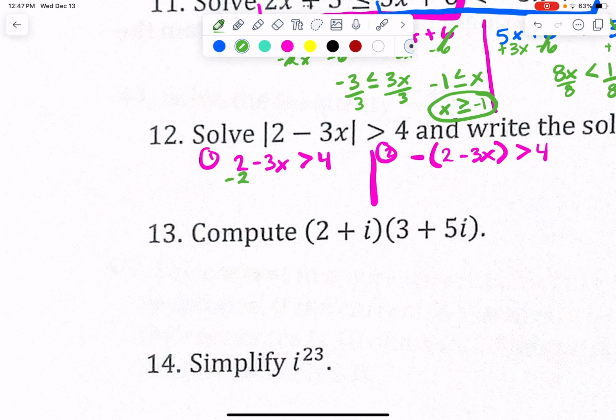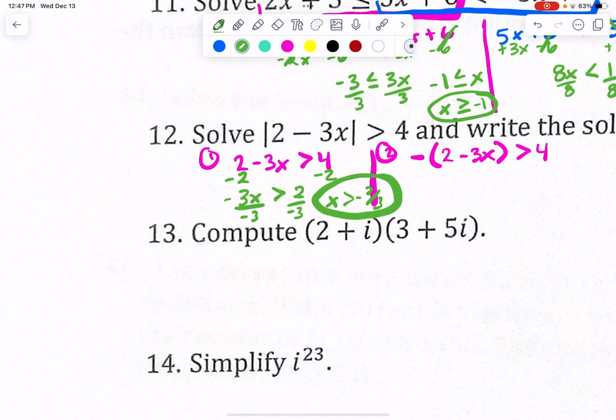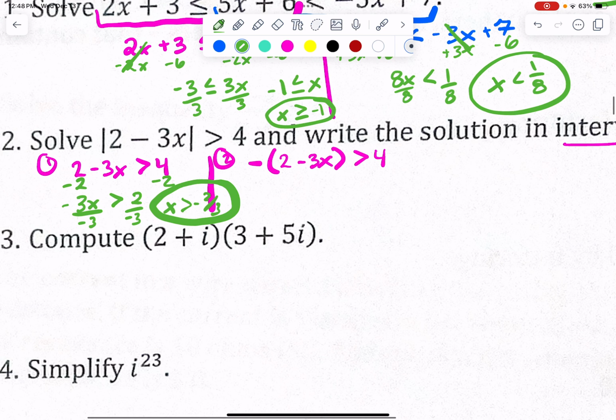I'm going to subtract 2. Negative 3x is greater than 2, and I divide by negative 3. X is greater than negative 2/3. That's what he is. Okay, this one over here, you have options. You can either distribute through the negative and solve it that way, or you can divide by negative 1 to begin with, in which case you'll have to flip this sign.